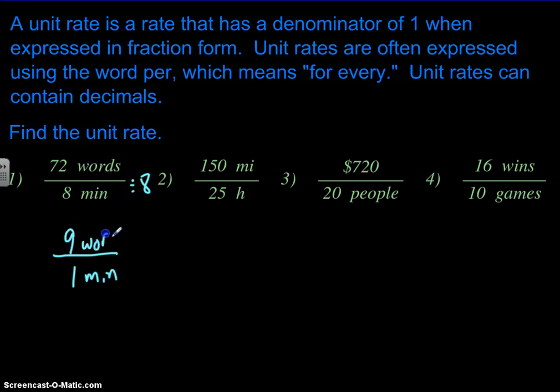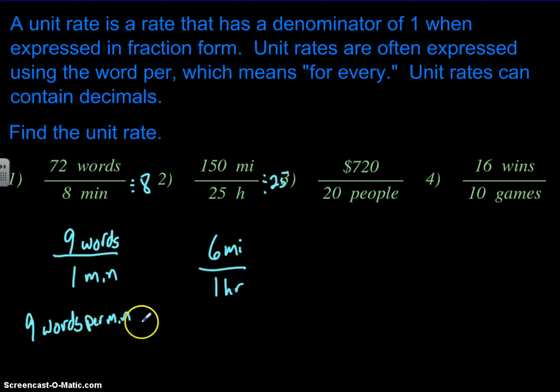So I get 9 words over 1 minute. Or I can have 9 words per minute. That would work also. Okay, 150 over 25, I want to make the denominator 1, so I have to divide the top and the bottom by 25. I get 6 miles over 1 hour. Or I can write it like this, 6 miles per hour.